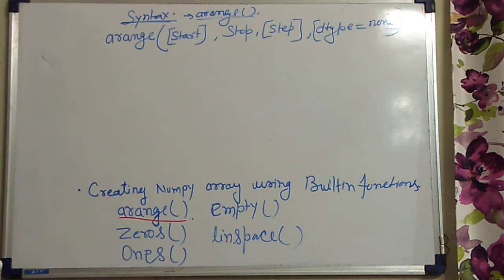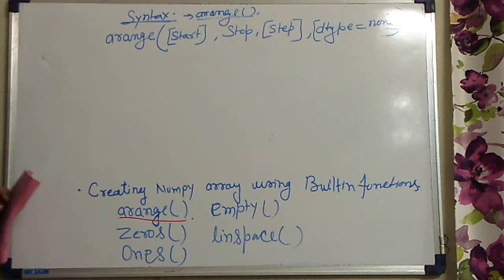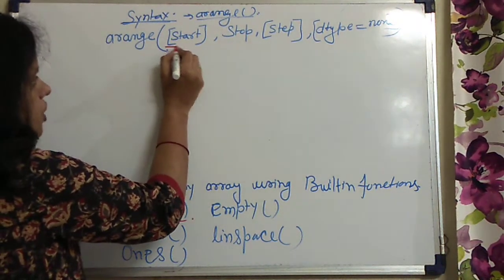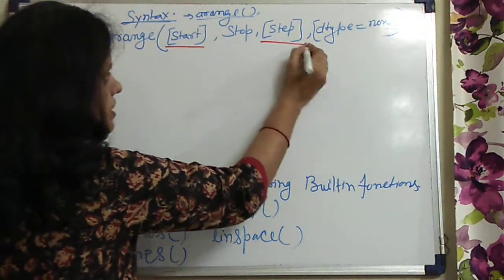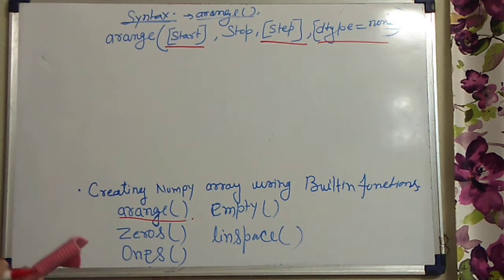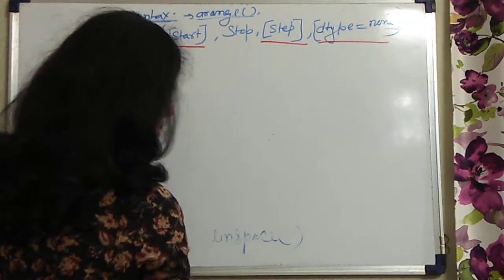I'd like to explain this syntax. As you know very well, anything in the syntax wrapped inside square brackets is optional. So start is optional, step is optional, and dtype is optional, but stop is mandatory to use. So let us see one by one how, by passing different parameters to the arange function, we can create a NumPy array. Okay, so let us see the example.